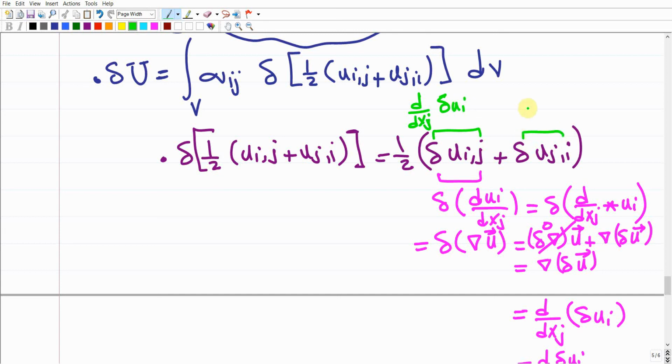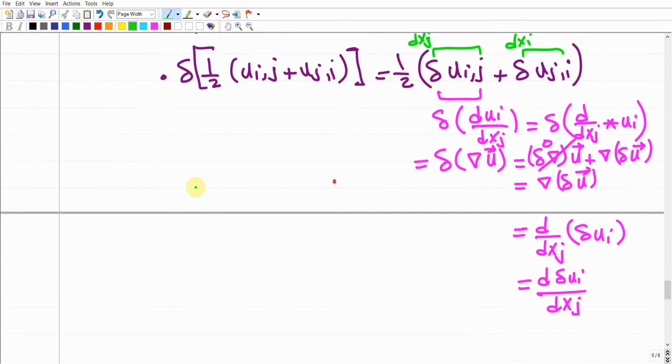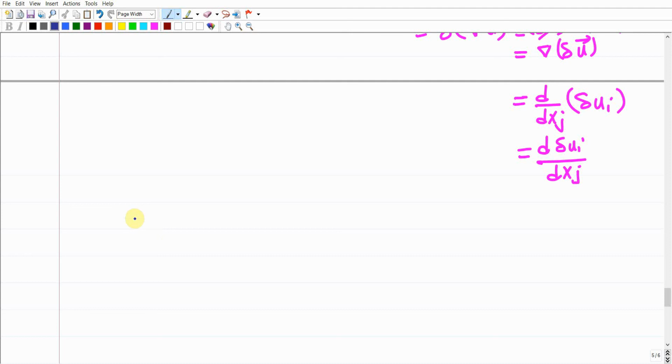This term is going to be the same. This is going to be d by dxi, because the derivative is with respect to i, of delta uj. This is going to give us the first variation of these two terms. Make sense? So if we did so, and we plug these things here, this derivative will be applied to the sigma, and the delta ui or delta uj we're just going to consider as they are, right?